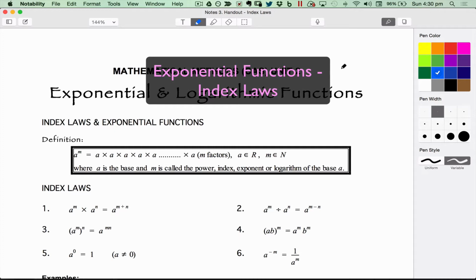And welcome to our video on exponential and logarithmic functions. This video will focus on index laws.